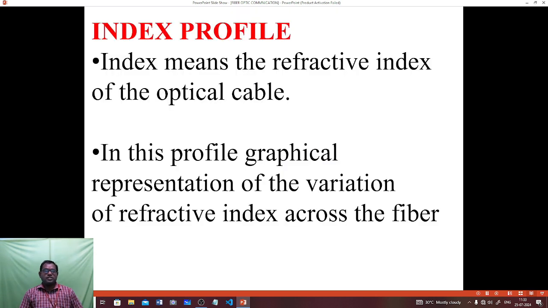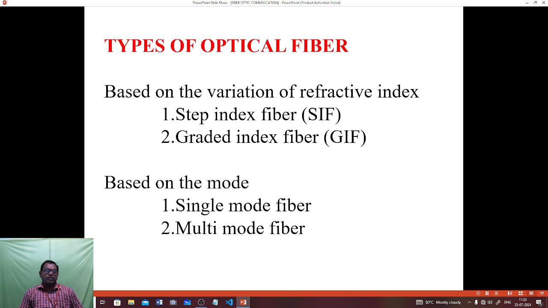So next we are going to discuss the index profile. Index means the refractive index of the optical cable. Here the optical cable is based on three structures: one is the core, the second is the cladding, and the third is the outer extended layer. Here the refractive index of the core and the refractive index of the cladding are discussed for the index profile. In this profile, there is a graphical representation of the variation of refractive indexes across the fiber. So these are the types of optical fiber based on the variation of refractive indexes.